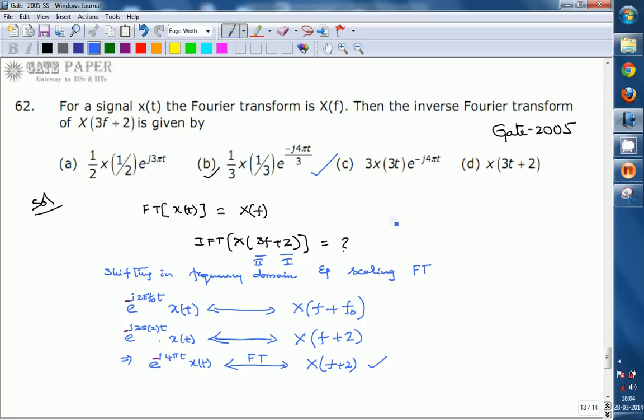So whenever given something like X of 3f plus 2, or finding the Fourier transform of small x of 3t plus 2, always go for the shifting property first, and later go for the scaling. Then we will get the clear answer.